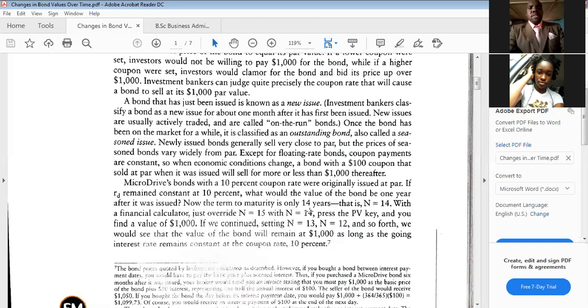If we continued, setting n equal 13, n equal 12, and so forth, you would see that the value of the bond will remain at what? $1,000, as long as what? As long as the going interest rate remains constant at the coupon rate of 10%. So as long as the coupon rate is equal to the going rate of interest on the market, then the bond will be sold at what? At par. All right.